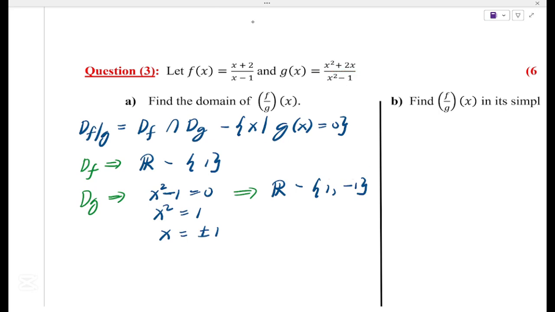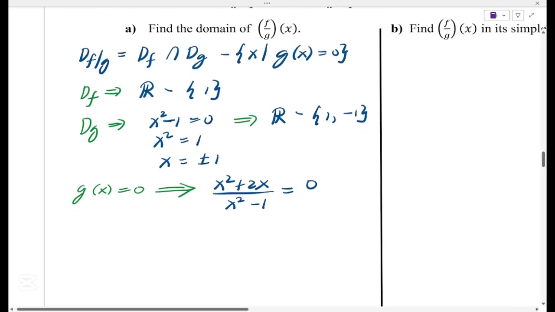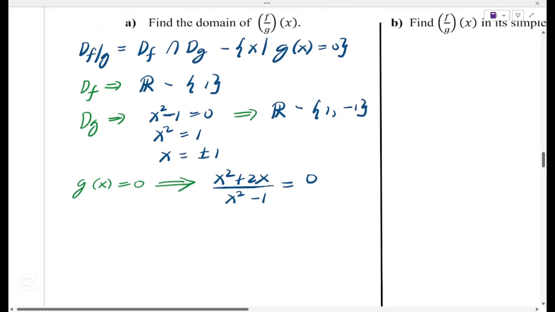And then for the last one, the third part, is this. Don't forget this, because you have to exclude all the x values that make g of x equal to 0. So we need to know what is the x value that makes g of x equal to 0. When you say g of x equal to 0, x squared plus 2x over x squared minus 1 is equal to 0. And take note, if you're solving this equation, you can write 0 as 0 over 1, and you can do cross multiplication like this.